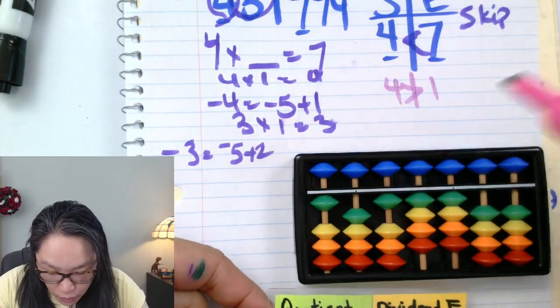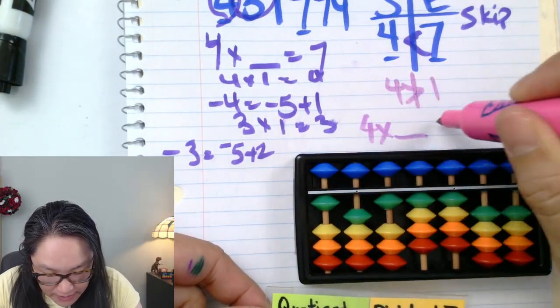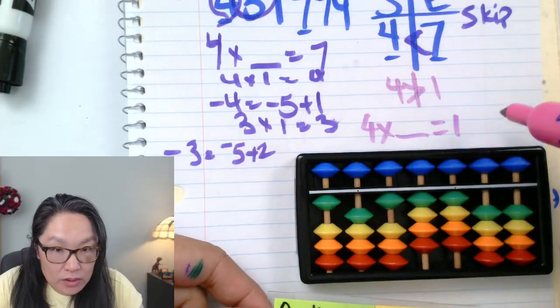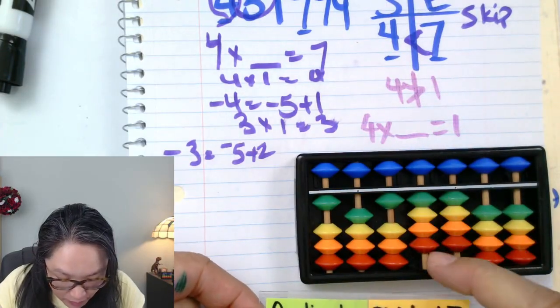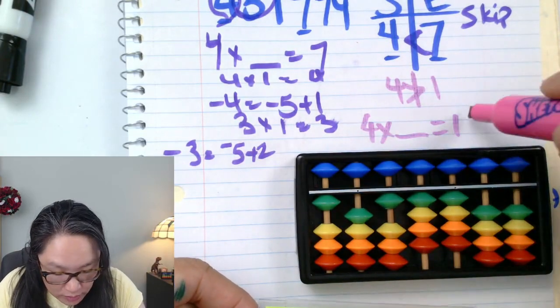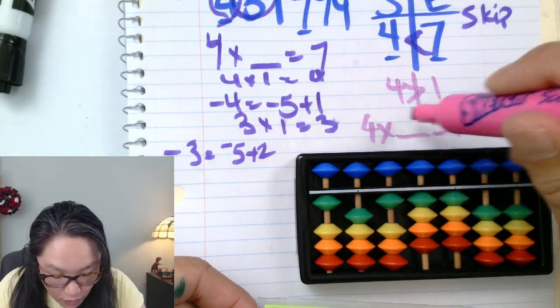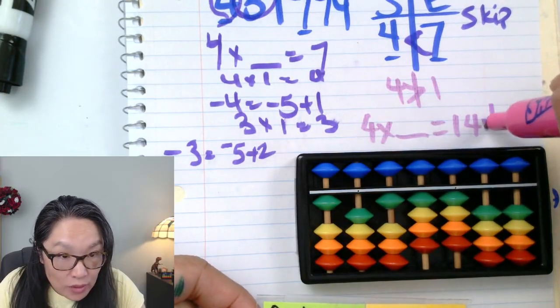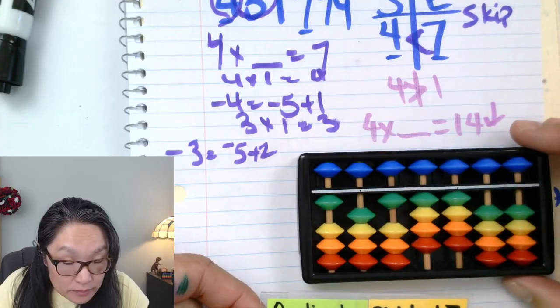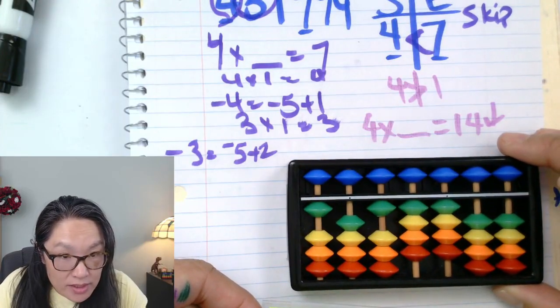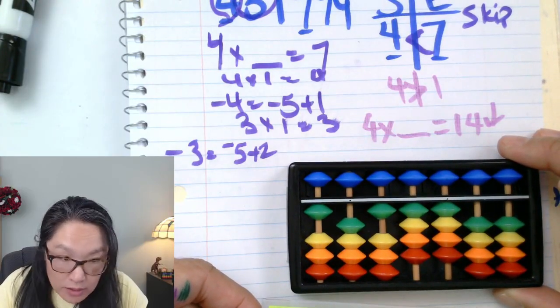So now what are we doing? 4 times what is equal to 1? That doesn't work, right? So we got to go to the next number, which is 4. 4 times what is equal to 14 or less? What's the closest number that can go into 14? Not 1.